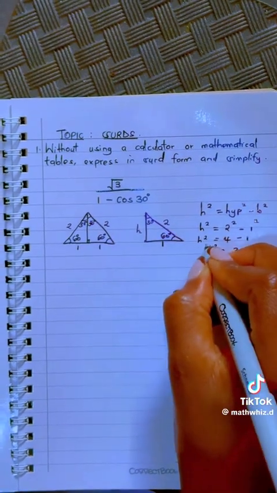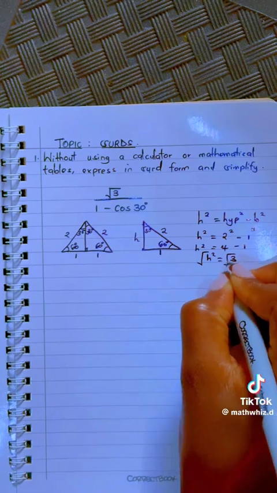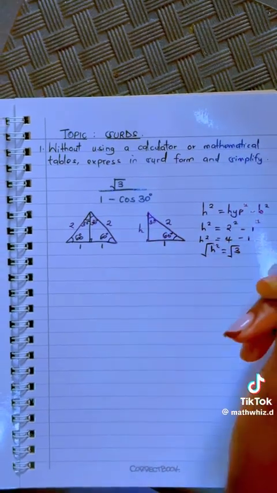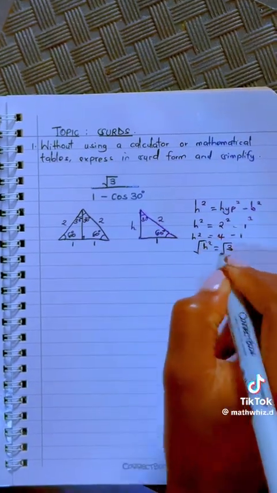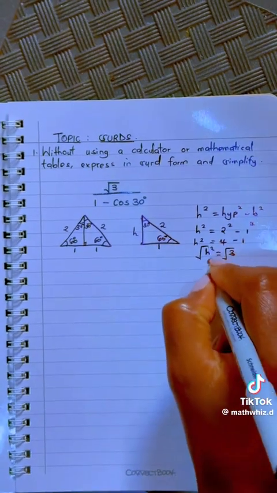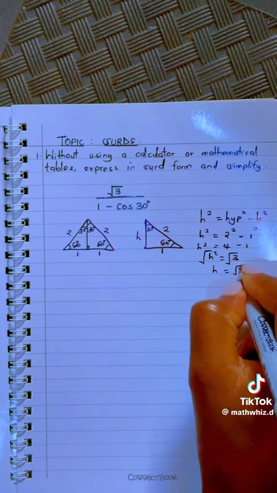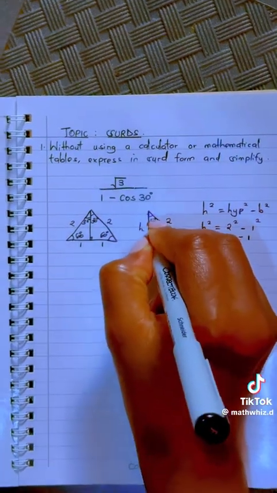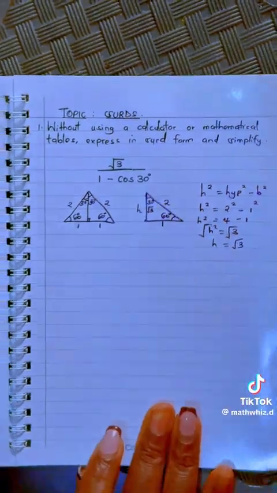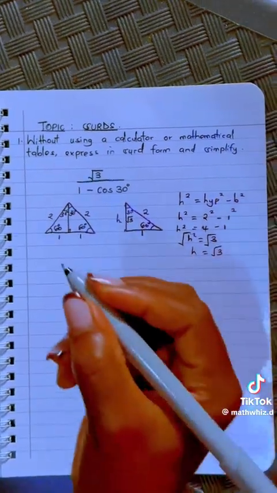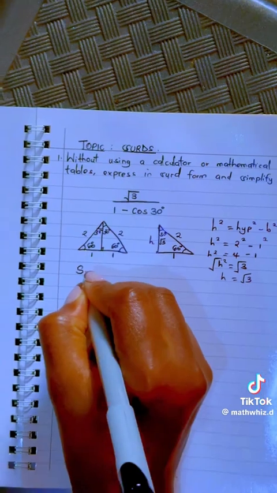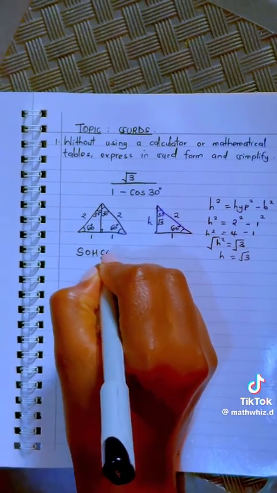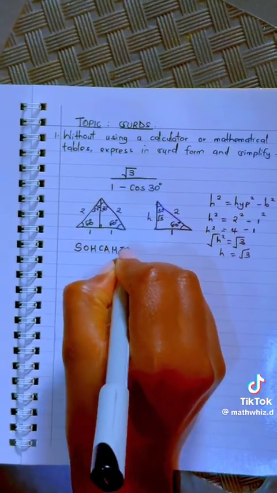For you to find the height alone, you find the square root of both sides. That becomes height is equal to root 3. So this here is root 3. From there, come to this SOHCAHTOA. I believe you understand what this is.